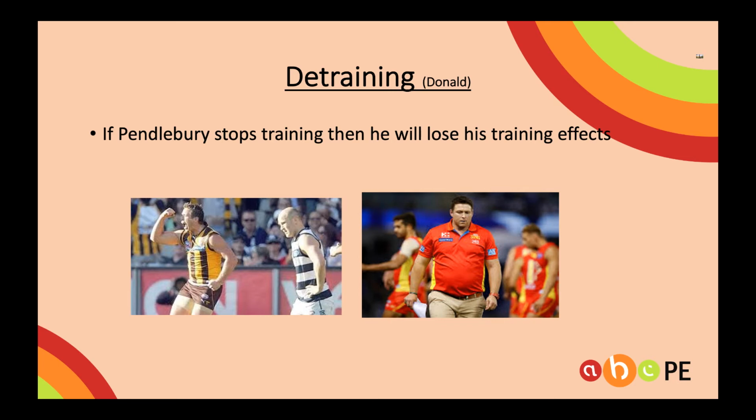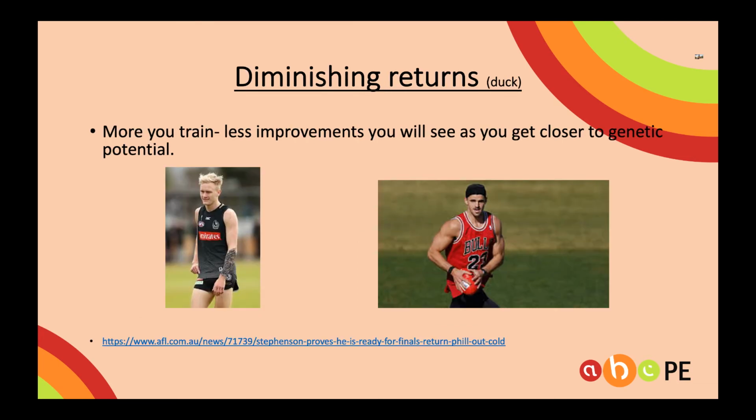Bit harsh here on Stewie Dew. He was a great footballer, premiership player, but once he stopped training, he's going to lose his aerobic fitness. As you can see now, he's doing a good job as a coach, but maybe lost a bit of his fitness there. The second D in the Donald Duck refers to diminishing returns.